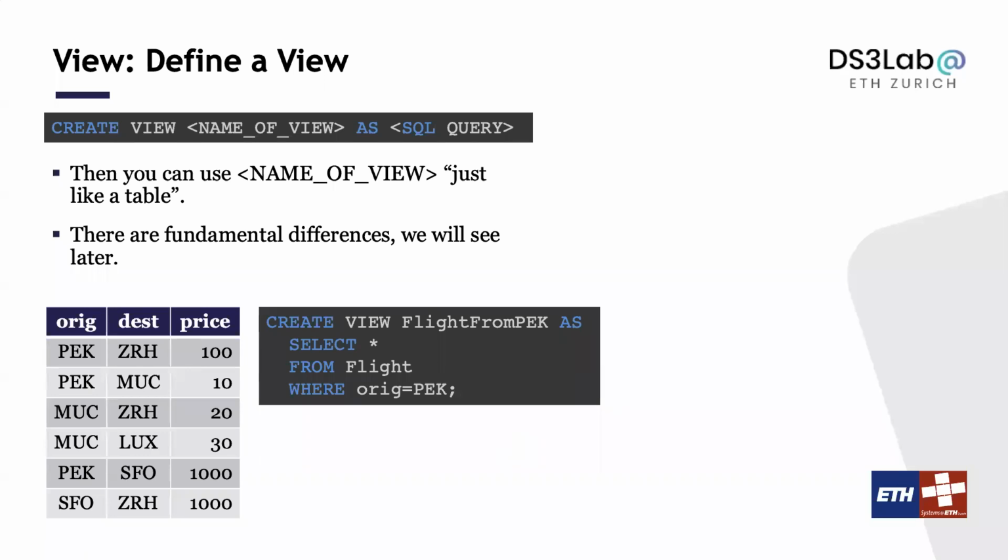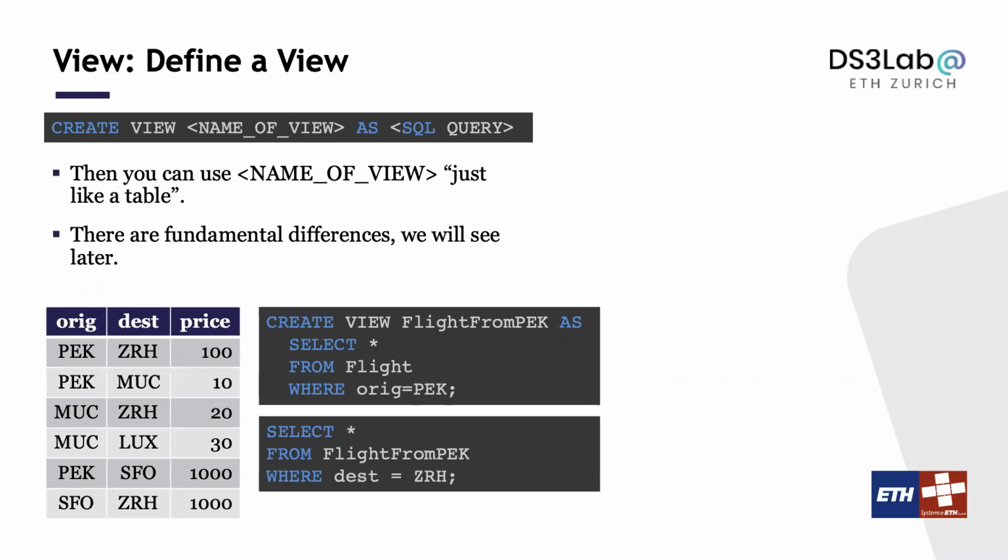So what you can do is, assuming you want to say, okay, I'm really curious about all the flights from Beijing to other cities, right? And what you can do is actually create a view called flight from PK, right? And here's a query: select star from flight where original equals PK, right? Something like this. And then after you define this, you can actually use this view as if it is a table.